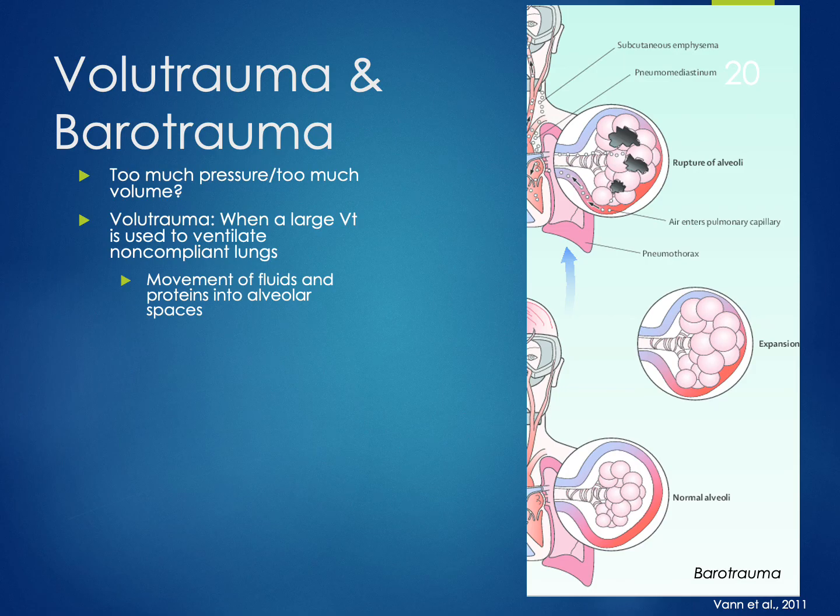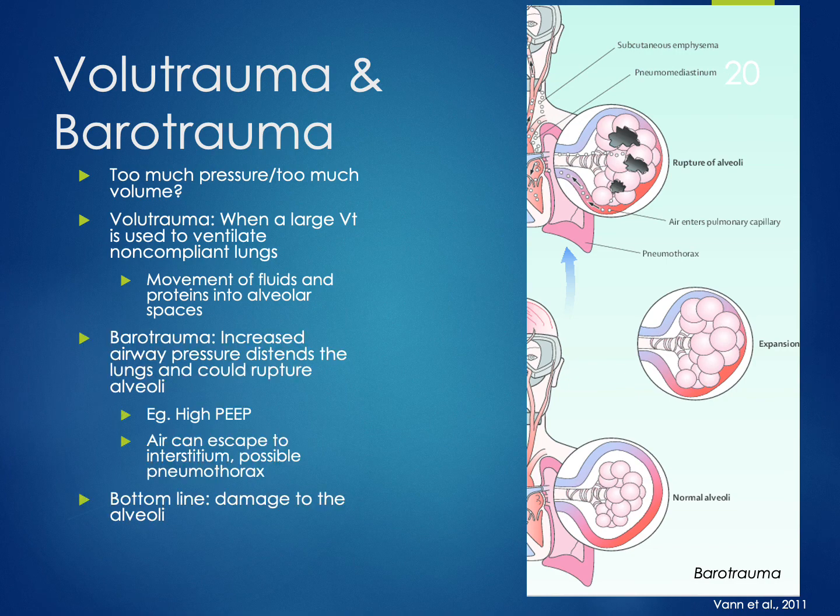And this can cause trauma to the alveoli, which can allow fluid to move into those alveolar spaces where the air should be, not fluid. Now, barotrauma refers to giving too much pressure to a patient, and that can cause the lungs to become too distended and rupture the alveoli and cause trauma to the alveoli. And a high PEEP is a good example of how barotrauma could happen.